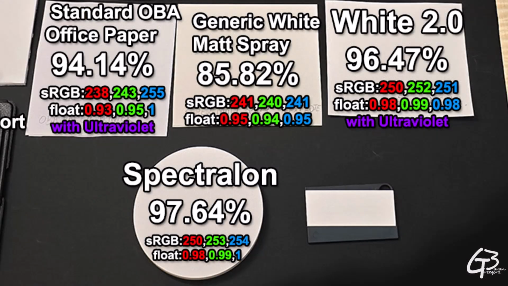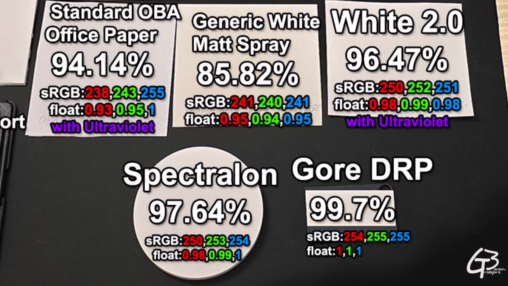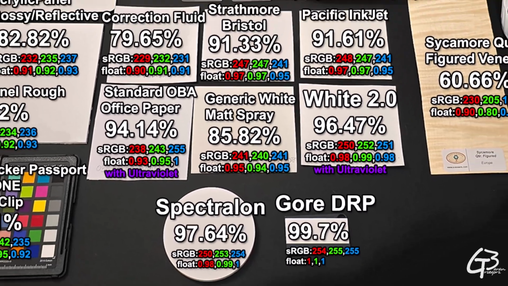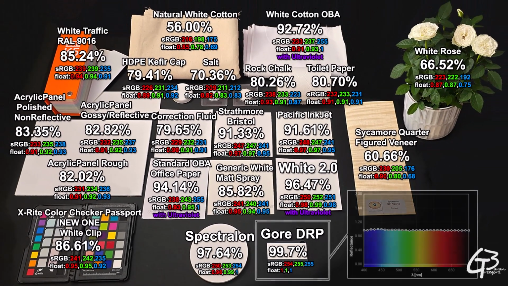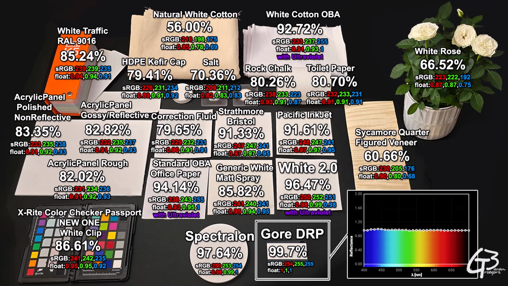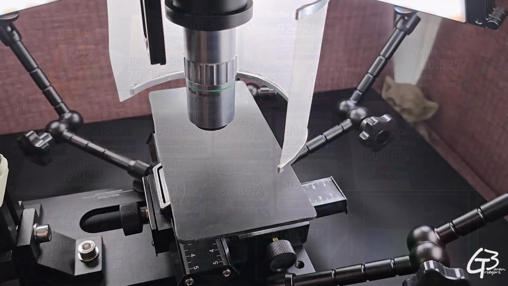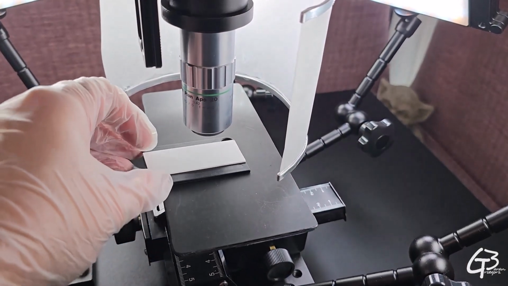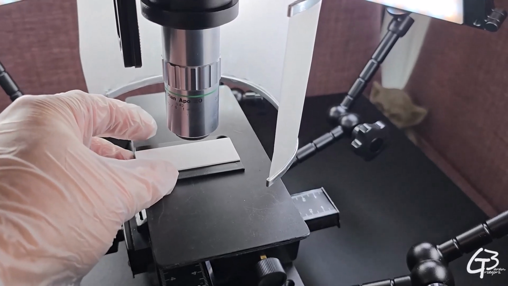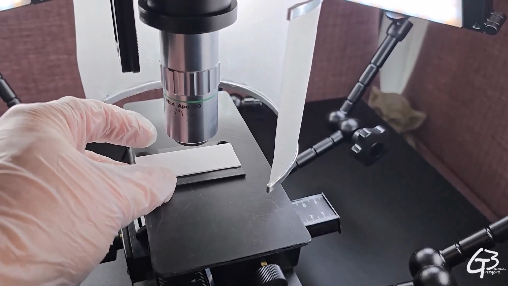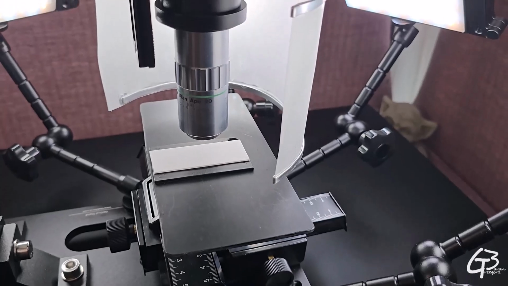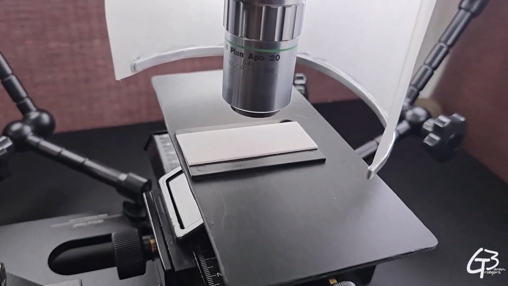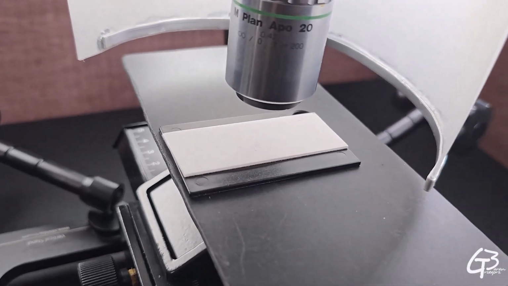Gore DRP is the winner here. It's definitely the brightest non-fluorescent substance in this comparison, which reflects almost 100% of light. The first time I measured it, I got even better results, almost impossible for any non-fluorescent substance, but I wasn't able to reproduce them anymore. Similar to Spectralon, it maintains even reflectance way outside of the visible range. Unfortunately, I don't have access to any spectrometer that I can use to measure it, at least not yet.